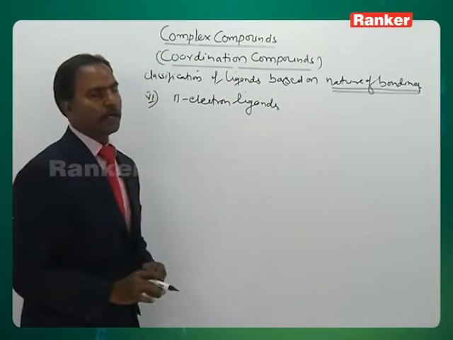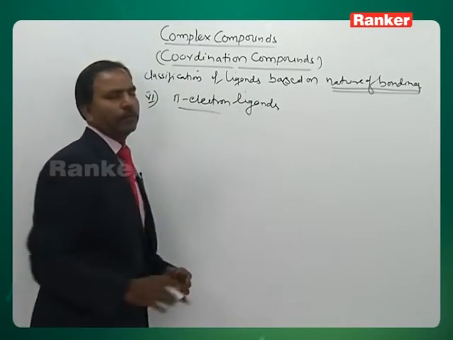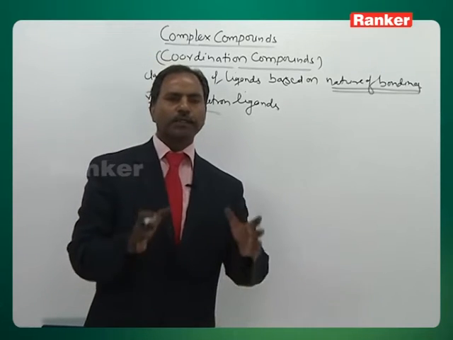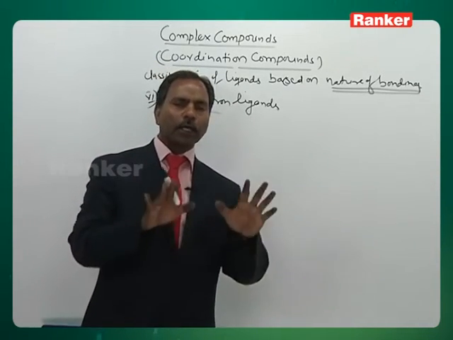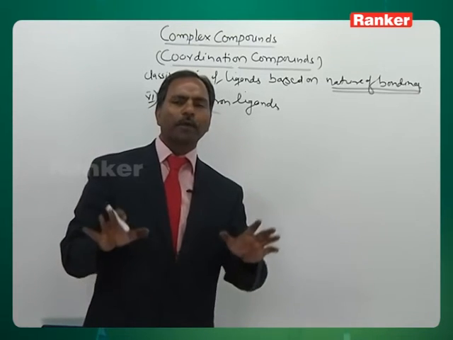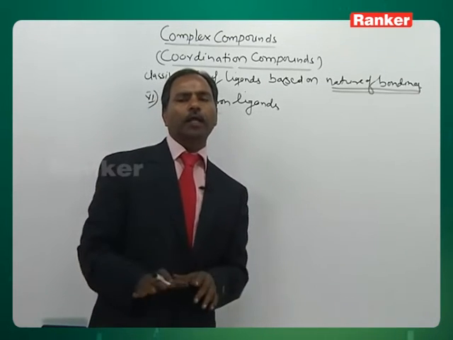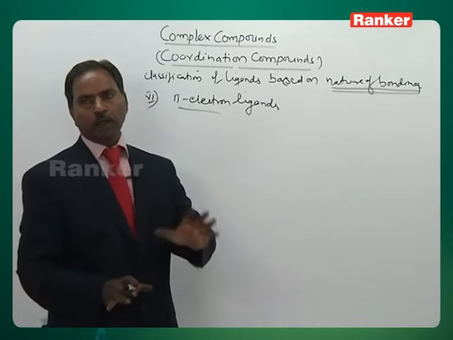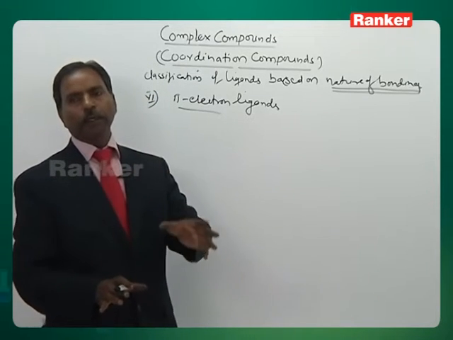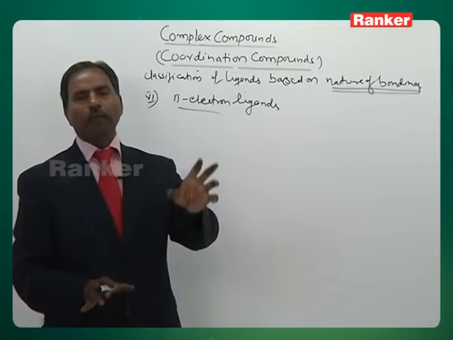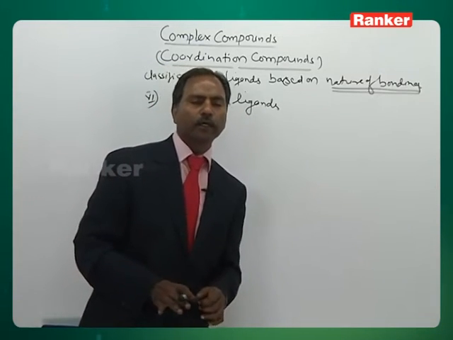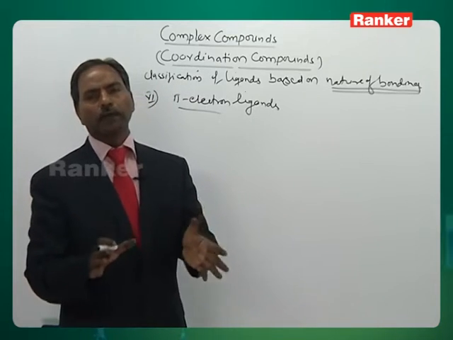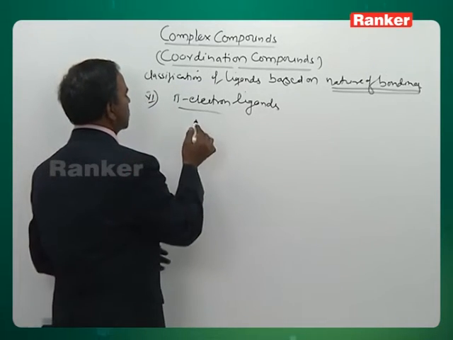Pi electron ligand. Generally a ligand has to carry a lone pair of electrons, but some ligands do not carry any lone pair and instead form complexes by involving pi orbital electrons. Without carrying any lone pair, they form the complexes by involving only pi orbital electrons. Such ligands we call pi electron ligands. The best example under this is cyclopentadienyl anion.